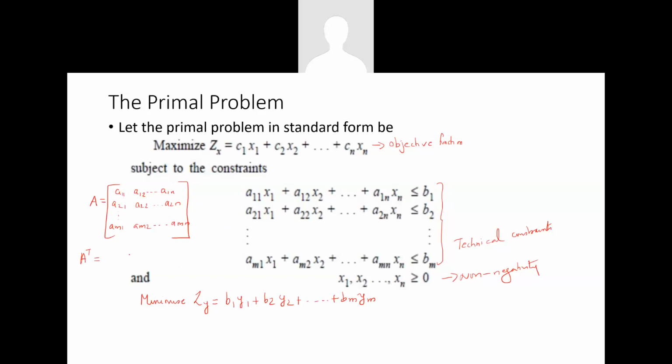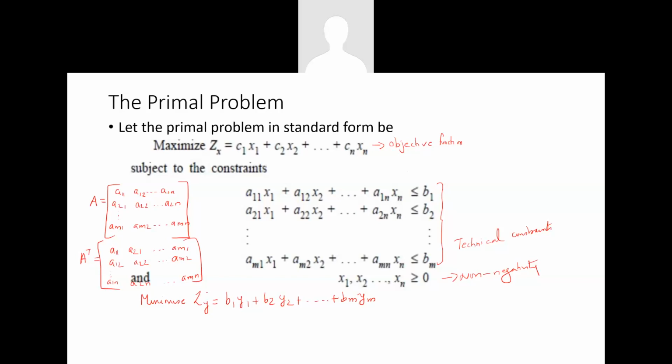So here it becomes a11, right? a21 up to am1, isn't it so? Then A transpose becomes a12, a22 up to am2. And then it goes on like that, a1n, then a2n up to amn. So this is how you write the transpose of the coefficient matrix that you have seen in the primal problem, that is transposed so as to get a new coefficient matrix in the dual problem.